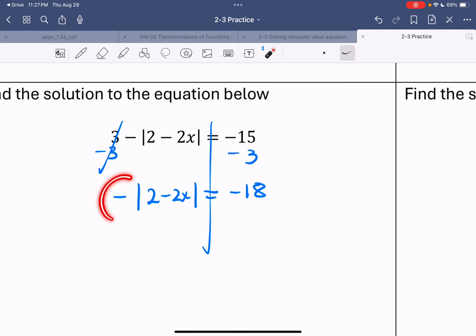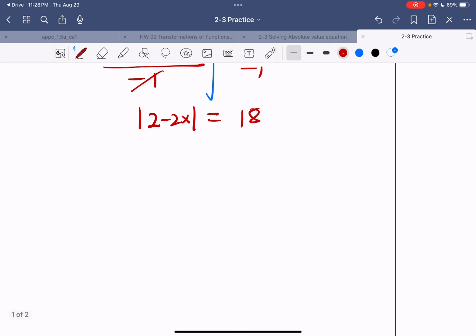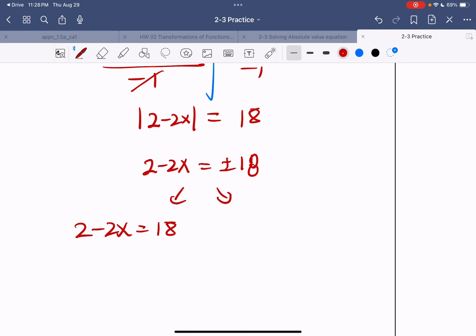Do you see I still have a negative here? So I have to get rid of this. I'm going to divide by negative 1 on both sides, which only gets rid of this negative sign. So I have the absolute value of 2 minus 2x equals positive 18. Now if I get rid of this absolute value, you're going to get 2 minus 2x equals positive or negative 18, which will give you 2 minus 2x equals positive 18, or 2 minus 2x equals negative 18.